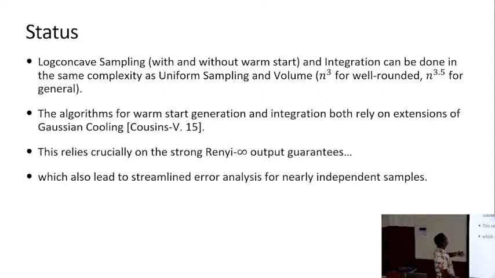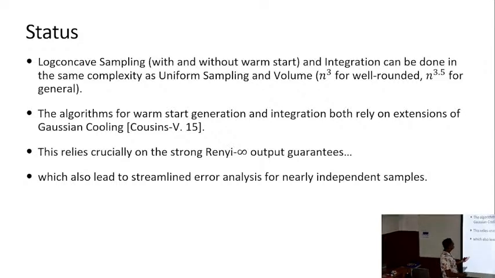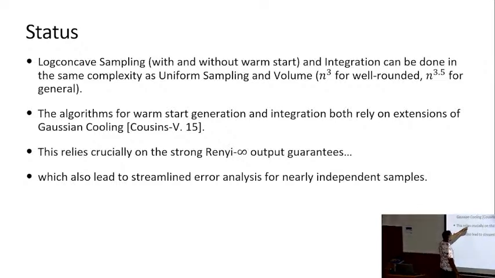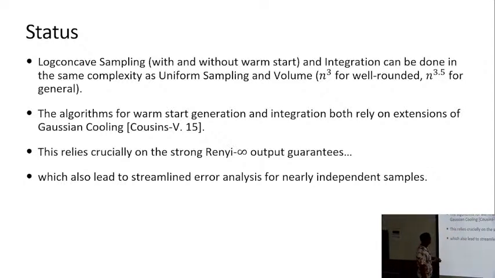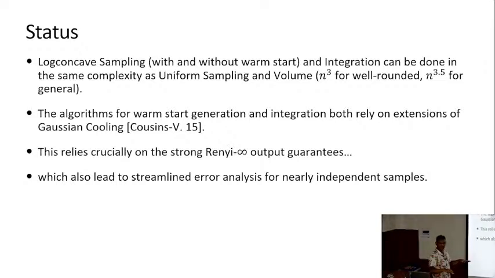And so here's the status. Log concave sampling with and without a warm start and integration can be done in the same complexity as uniform sampling now. The previous methods had a gap between uniform and log concave. These algorithms for warm start generation and integration rely on extensions of Gaussian cooling, and the reason we're able to carry out this analysis in generality is because of the stronger Renyi infinity guarantees. Without these, this was not working. And also they lead to much cleaner analysis for expectations and estimates when you have non-independent samples.